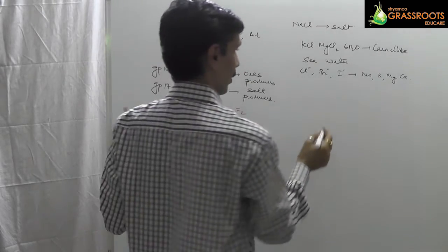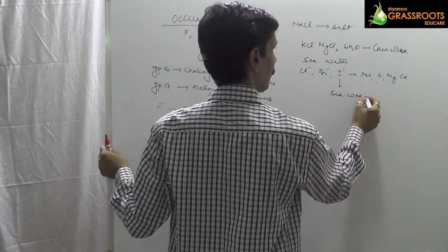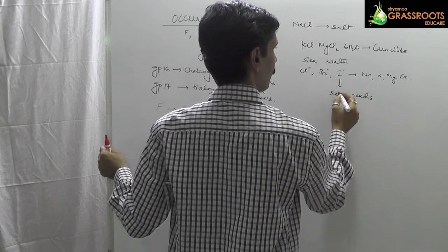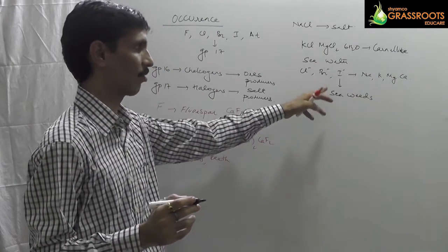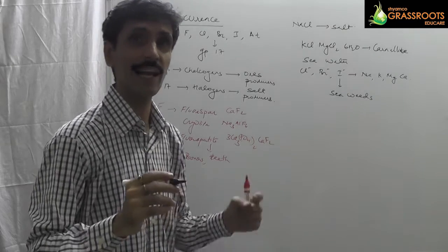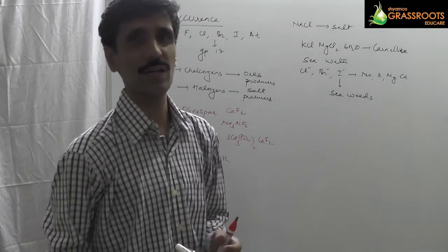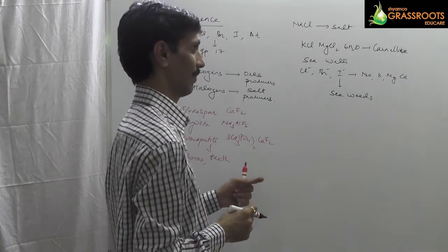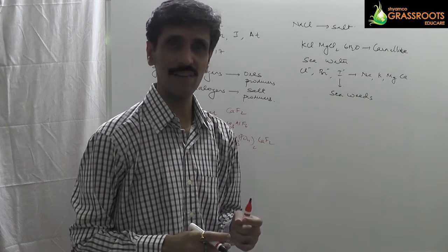When we talk about iodine, basically iodine is present in seaweeds. The great occurrence of iodine is going to be in seaweeds. Bromine is the only liquid non-metal. Remember this. So these are the general occurrences with respect to group number 17.